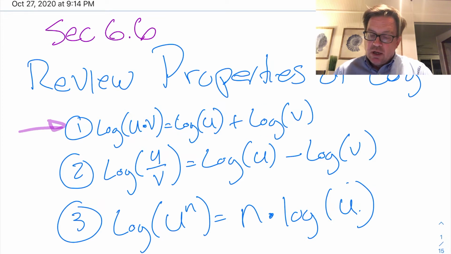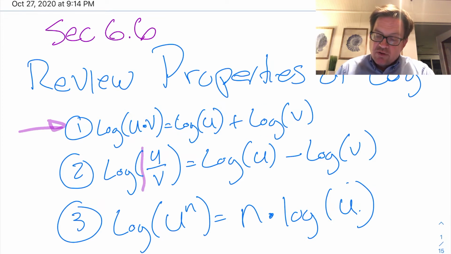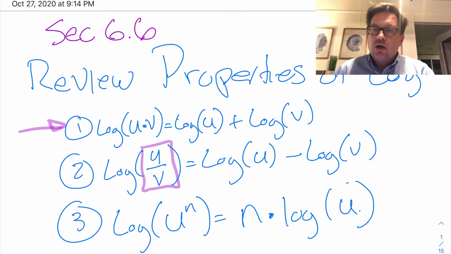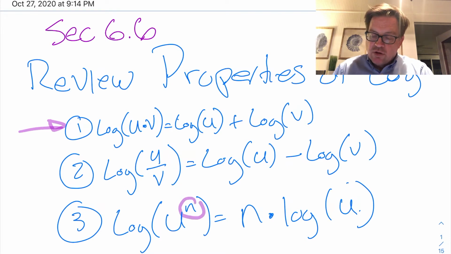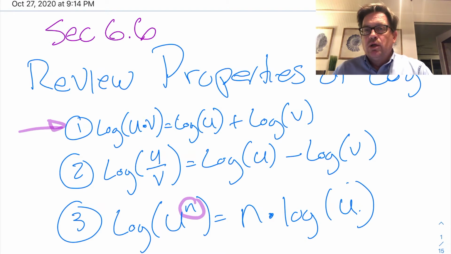Okay. And then there's the division one. If you have the log of u divided by v, then you subtract the log of v: log of u minus log of v. And the third is this power one. The log of u to the n is equal to n times log of u.